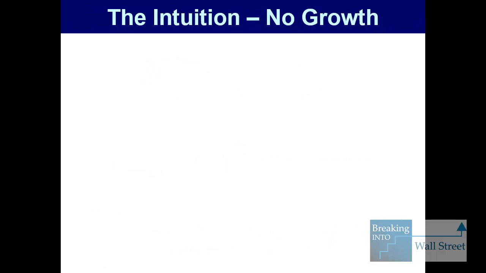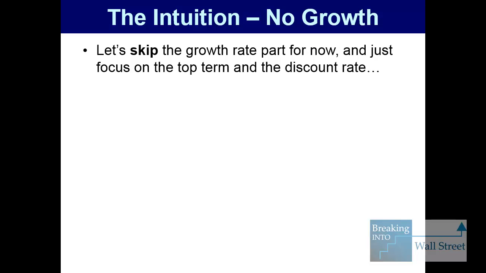So to explain the intuition behind this, I'm going to go through two scenarios. The first one, we're going to have no growth, so the free cash flows we get from the company are going to stay the same every single year. We're going to skip the growth part for now because it's easier to explain this when we start out with no growth and show you what the discount rate and the net present value and the formula mean. And then we're going to add growth once you understand that part so that you understand the entire formula.